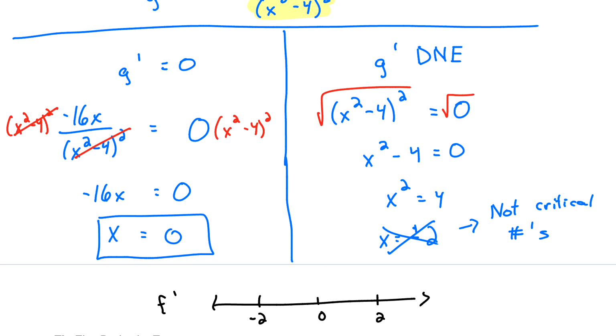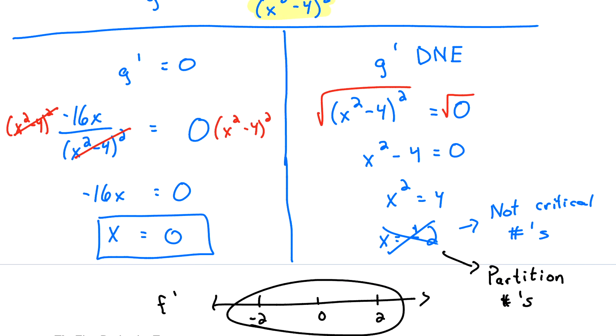But they are not critical numbers, and that's important because critical numbers are kind of a spoiler for the next section. Critical numbers are places where we can have local minimum or local maximum values. And if something is not a critical number, then it can't be a minimum or a maximum. Instead, if you wanted to call these something, they are partition numbers, which are still important. There are still places where our first derivative could change sign, but they are not going to be local minimum or local maximum values, which is something that we're going to talk about in the next page.